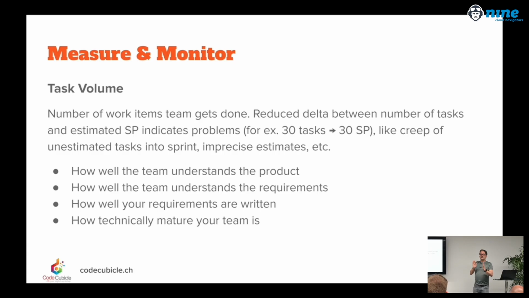The smaller the difference between story points and tasks, the higher the probability that you've done something wrong. You didn't estimate well, or you have suddenly more tasks that went into a sprint, but nobody estimated them. And they're not properly handled inside of the sprint, or more probably that they should have been pushed to the next sprint instead. And this will show you how well the team understands the product. It will show you how well the team understands the requirements, how well the requirements are written, and how technically mature your team is.